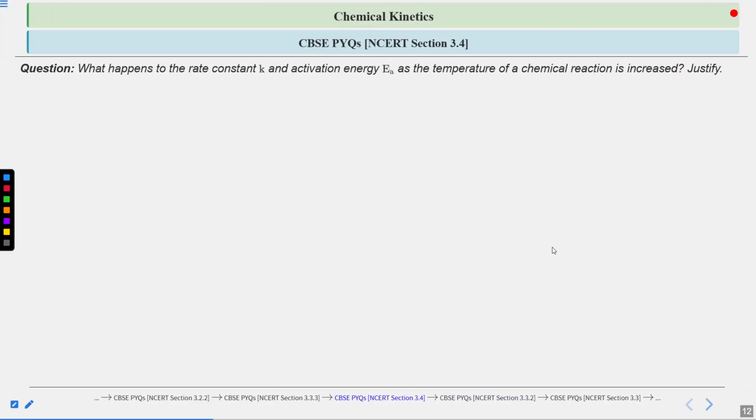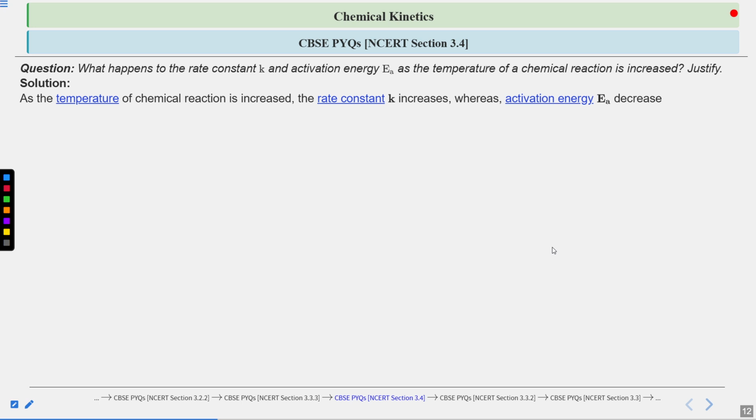So for this given question, it is mentioned that if you increase the temperature of a chemical reaction, how will it affect the rate constant of the reaction and the activation energy. So if the temperature of a chemical reaction is increased, the rate constant will also increase, whereas the activation energy, that is Ea, will decrease.